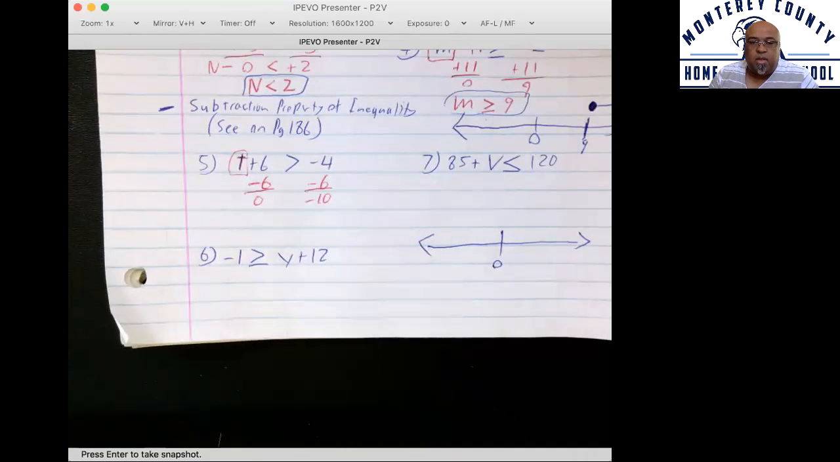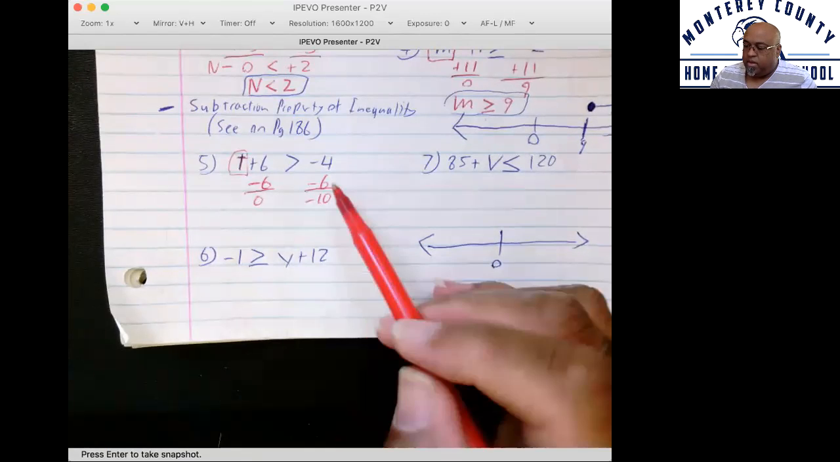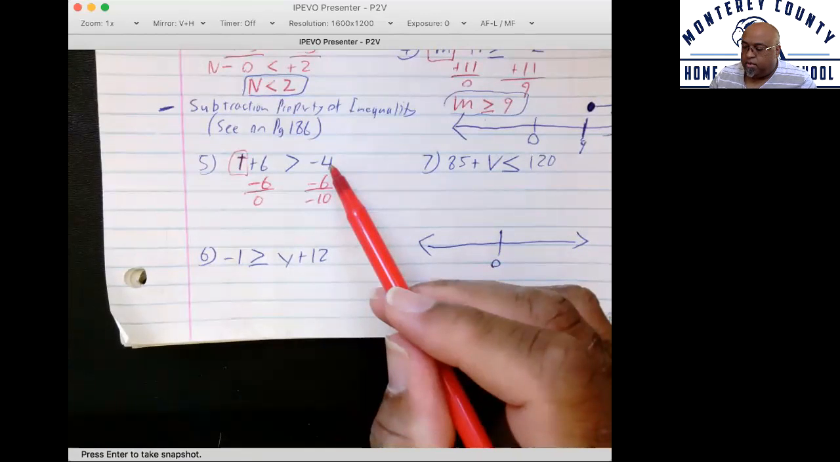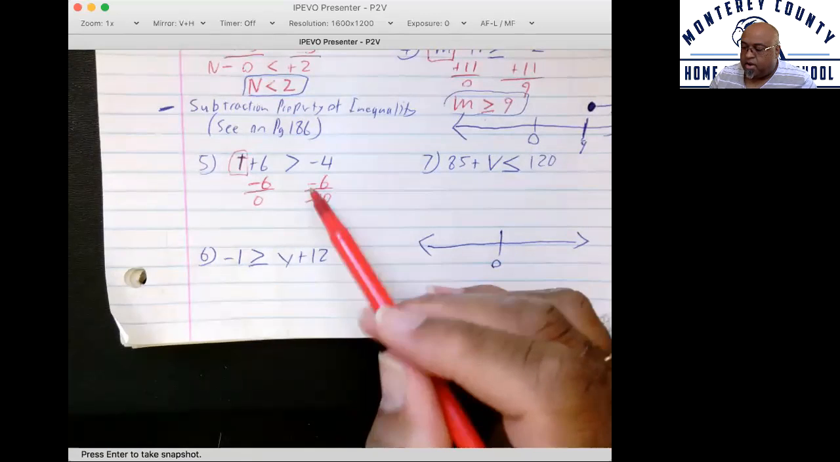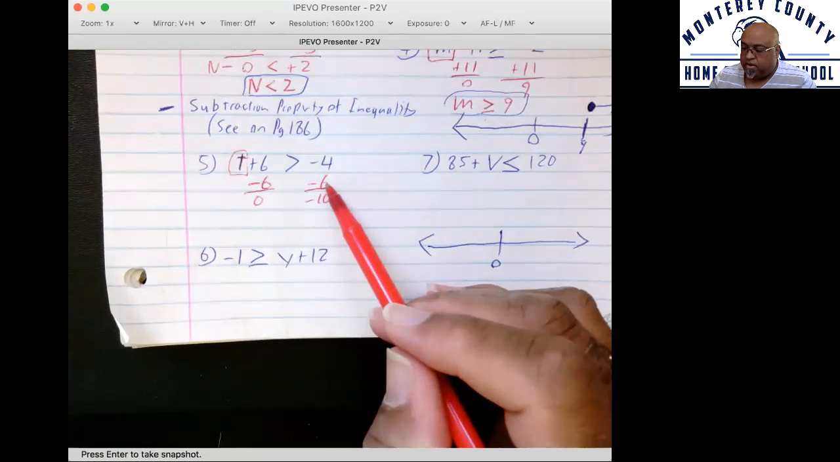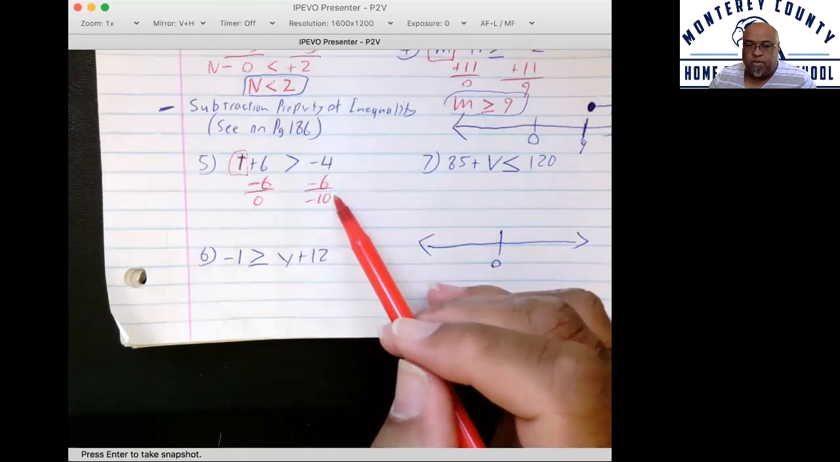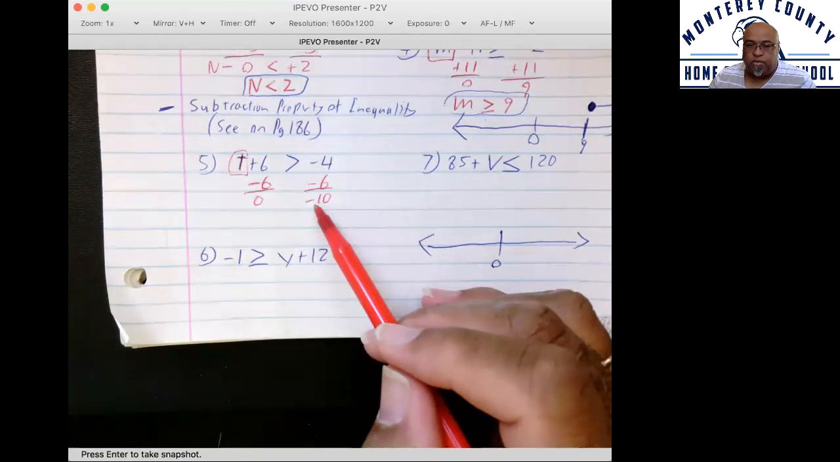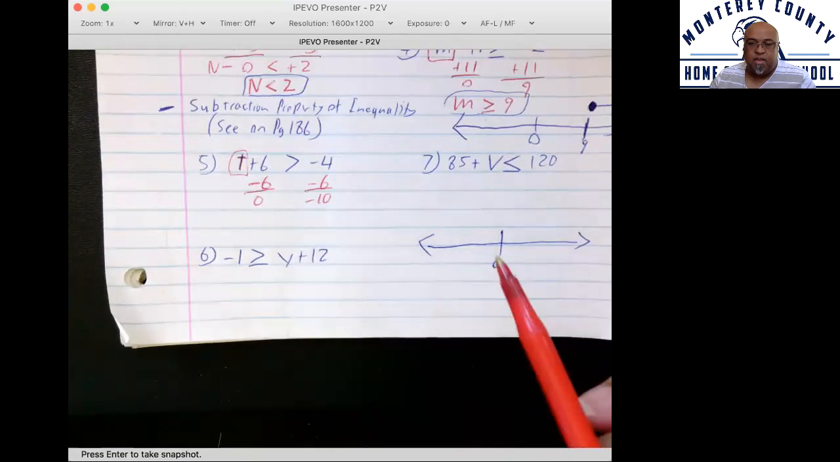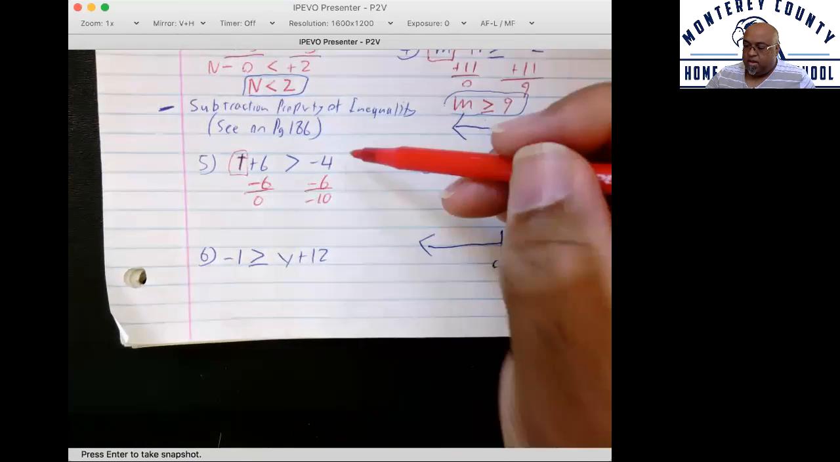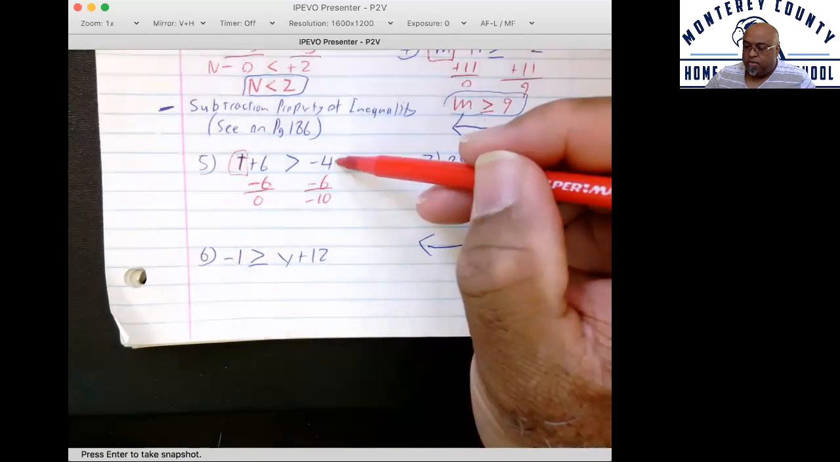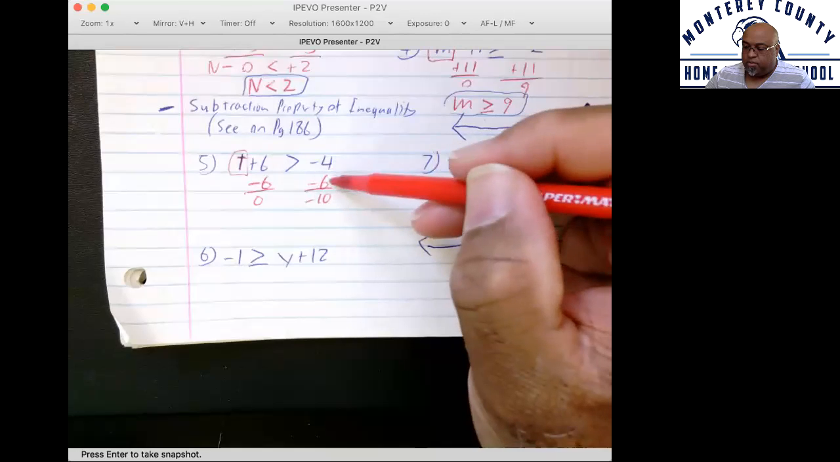Okay? So think of it this way. You are 4 feet below the water. You subtract or go down 6 feet. How far down under the water are you? You are 10 feet below the surface of the pool. Let me say that again. You're already 4 feet under the water. You subtract or go down 6 more feet.